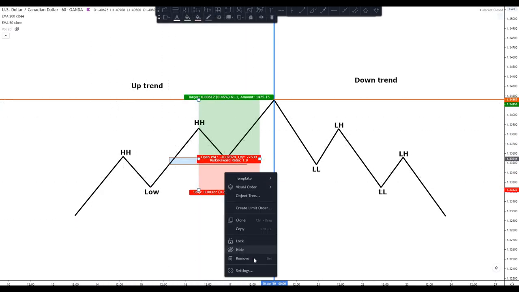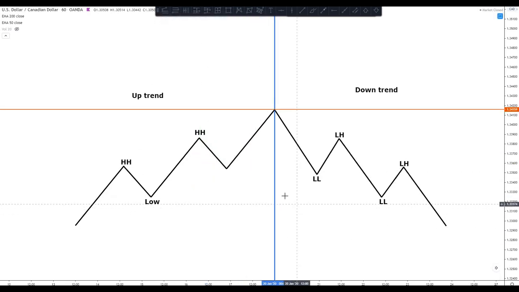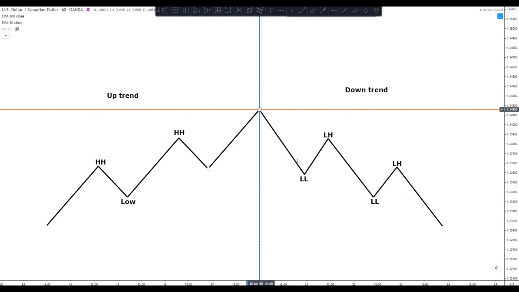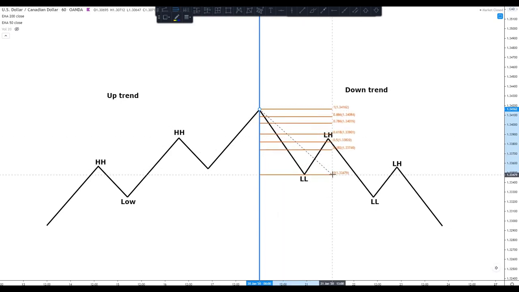Very simple. So in a downtrend, what are we going to do? We are going to do the exact same thing, just upside down. We make a lower low. So what we do is we take our Fibonacci retracement tool and we go from the most recent high down to the most recent low. And now we are going to short anywhere between the 50 and 61.8 Fibonacci retracement.